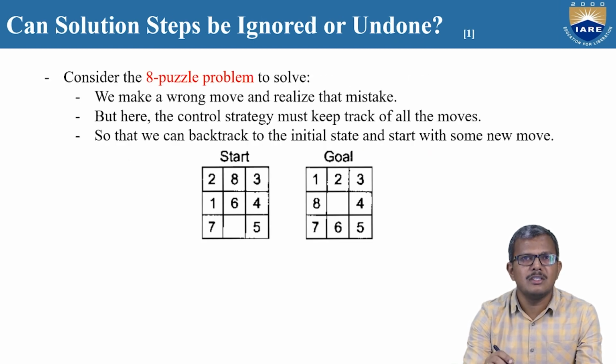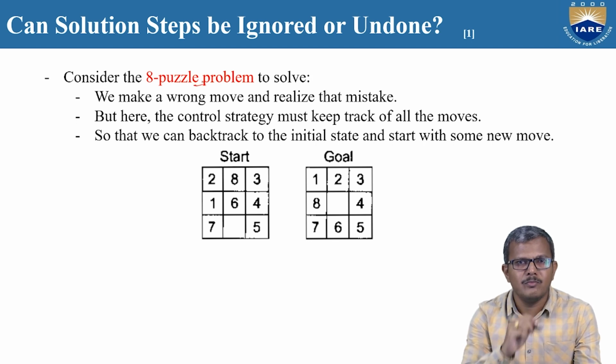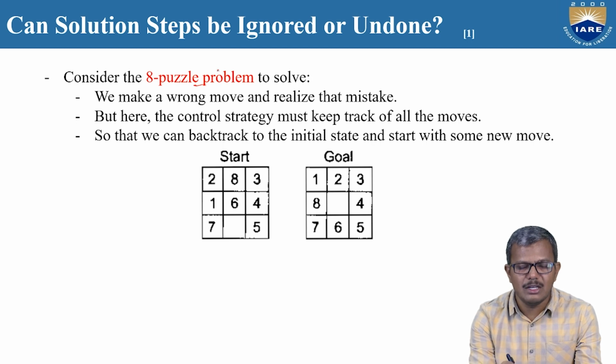For that, let us take an example which is nothing but the 8 puzzle problem. The artificial intelligence concepts are clearly understandable when we take examples for each and everything. That's why I am explaining examples for each and every characteristic of the problem. So in this case, we are going to discuss the 8 puzzle problem, where we make a wrong move and realize that mistake.